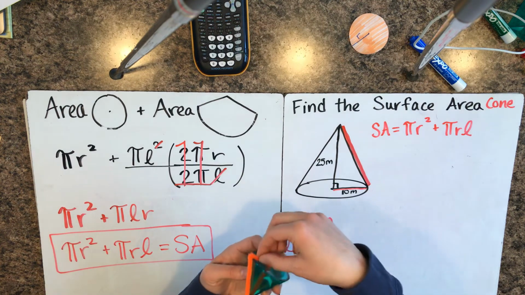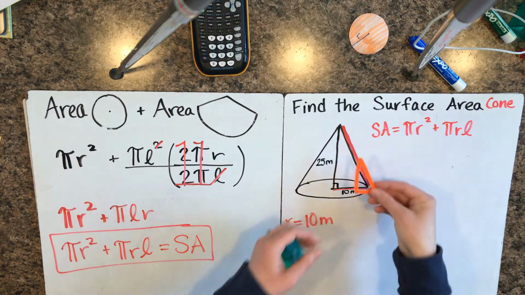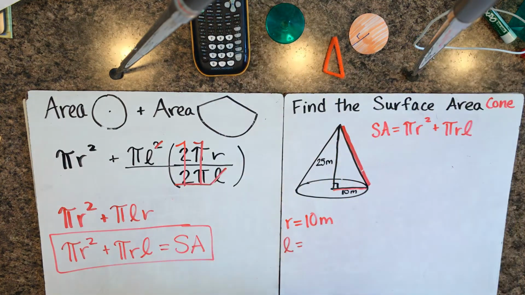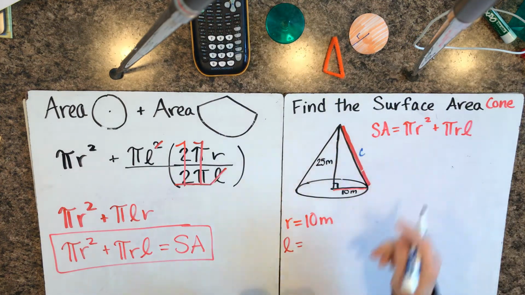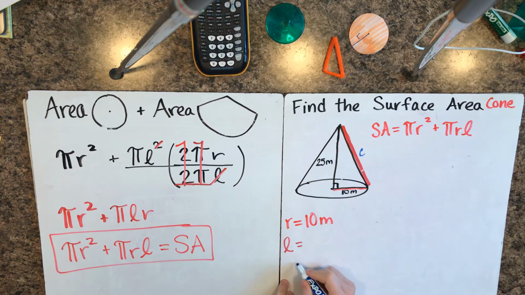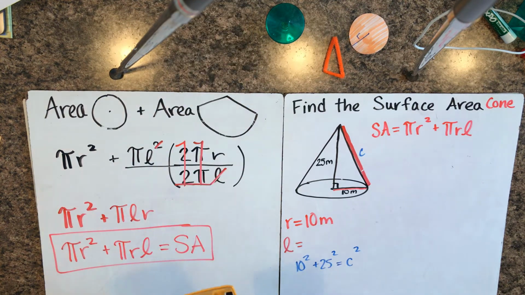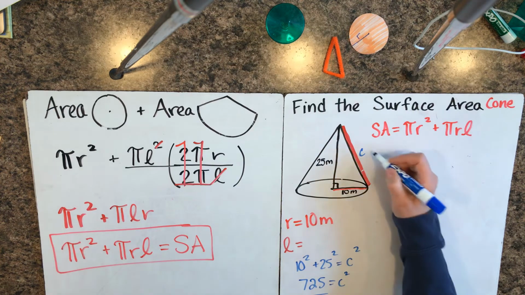So remember, this is just a right triangle, okay? It's obviously a little smaller than that, but we get the idea. So in our right triangle, of course, if we're going to find slant height, we're just doing Pythagorean theorem. So 10 squared plus 25 squared equals the slant height squared. Okay, and we throw that into our calculator, and we get 725 is c squared. So c is the square root of 725, and I'm going to leave that in exact form.